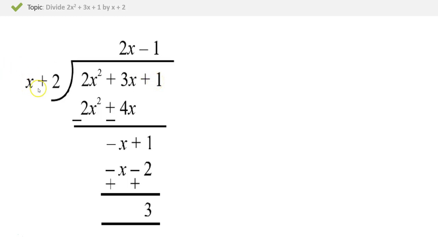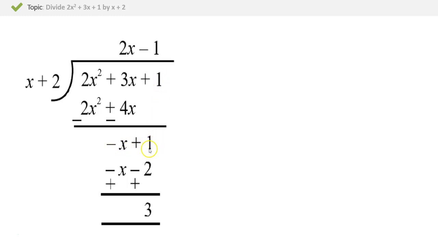When I try to divide it, I'll first try to cancel the first term, which is 2x squared. In order to do this, I've got to multiply x plus 2 with 2x, and what I'll get is 2x squared plus 4x. Now when I subtract this, 2x squared gets cancelled. 3x minus 4x will give me minus x, and I will bring plus 1 down.